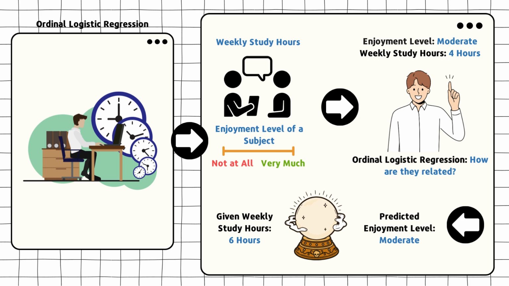Once the model is trained, you can input new information about a student's study hours, and it will predict what is likely to be their enjoyment level of the subject. For example, if a student studies 6 hours per week, the model might predict that they will enjoy the subject at a moderate level. Thus, ordinal regression helps us understand the relationship between study hours and enjoyment levels, considering the natural order of enjoyment levels.